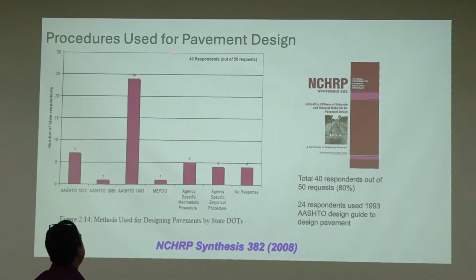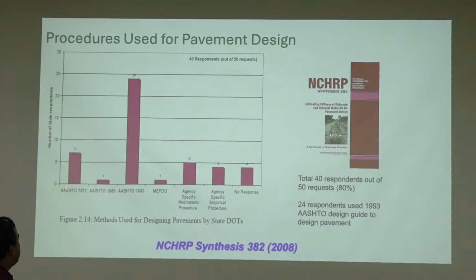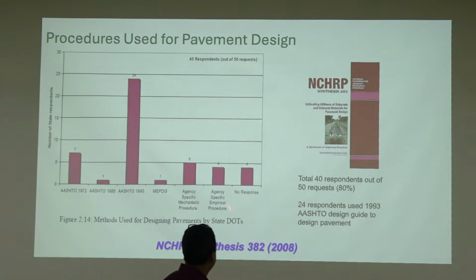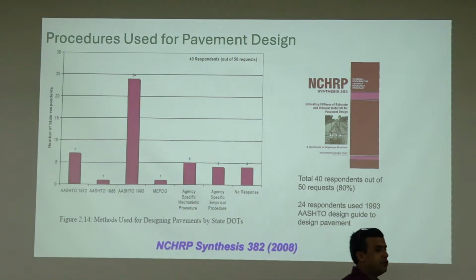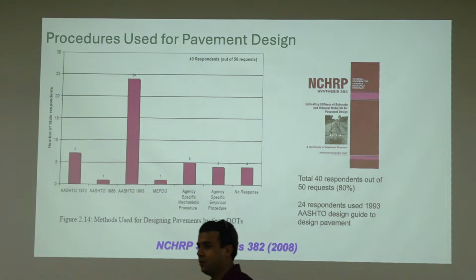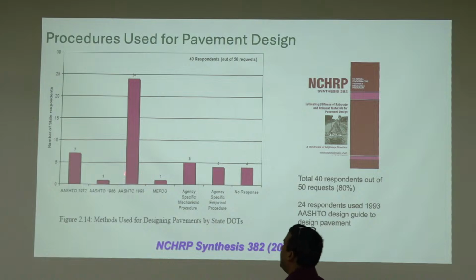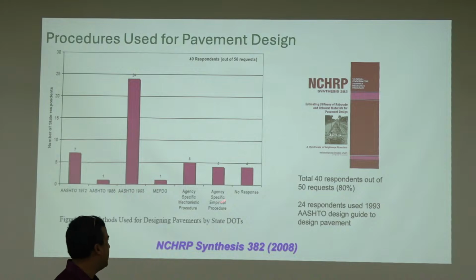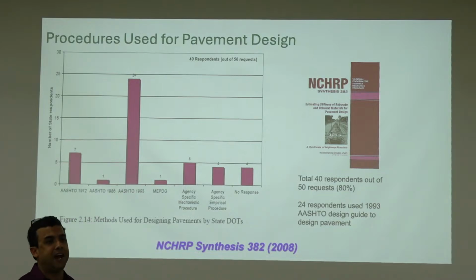People said that, you know, for the procedure used for pavement design, some people were still using 1972 AASHTO, a lot of people were using 1993 AASHTO. MEPDG was only one agency, agency-specific mechanistic procedures, and then no response and stuff like that. So what I'm trying to say, the numbers have probably changed. I mean, this exact survey probably has not been done over the last 10-15 years or something, so I don't know the exact results. If somebody did it, you can pull it up. But the idea is that a lot of people are still relying on the AASHTO 1993 or a version of it and stuff like that.